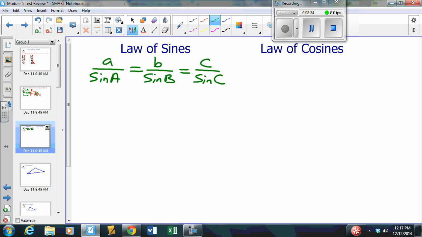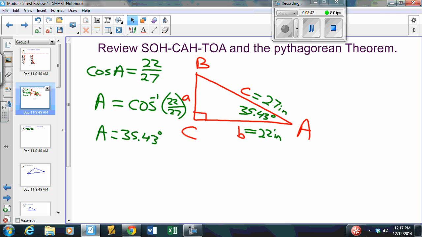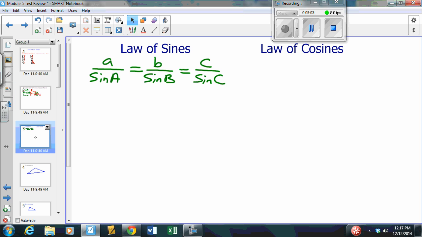So when you're solving a triangle, I got to back up here for a second. Go back to here. What kind of triangles do you use SOHCAHTOA and the Pythagorean theorem with? Right triangles. Okay? If it's a right triangle, you can use SOHCAHTOA and the Pythagorean theorem to solve them. What happens if it's not a right triangle? Can I use SOHCAHTOA and the Pythagorean theorem with non-right triangles? No. Okay, that's where the law of sines and cosines comes in.